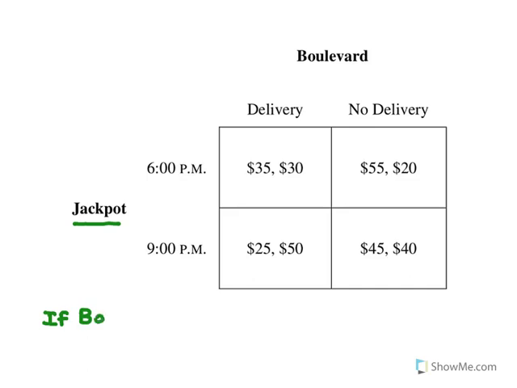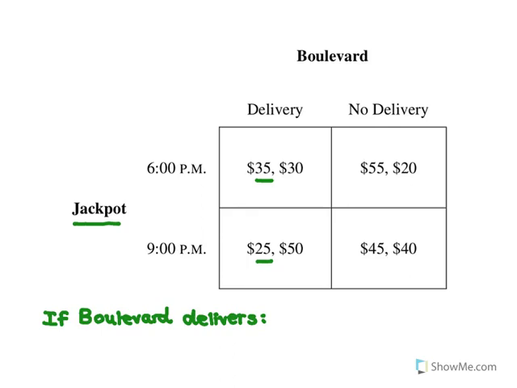So let's say Boulevard delivers, what am I going to do? Am I going to close at 6? Or am I going to close at 9? Well, let's look at this. If Boulevard delivers, and I as Jackpot close at 6, remember Jackpot's payoffs are the first in the ordered pair. If Boulevard delivers and I close at 6, I get $35. If Boulevard decides to deliver and I close at 9 p.m., I would get $25.